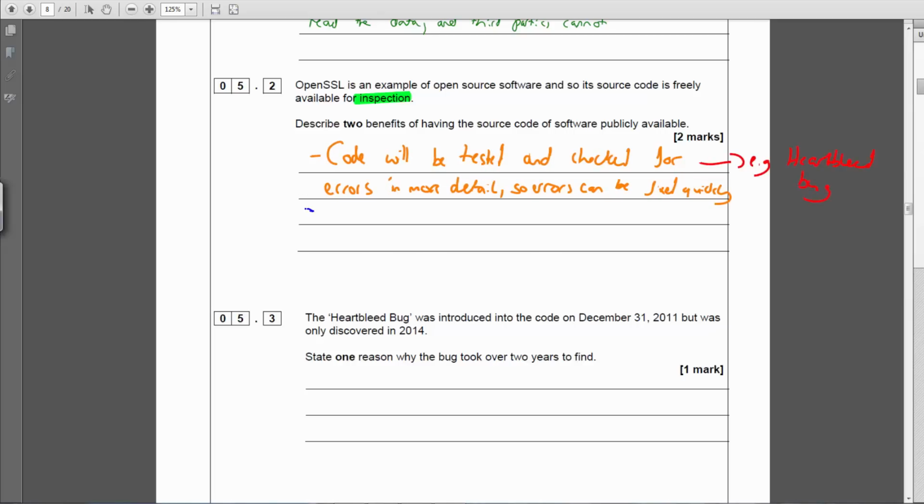A second reason, on a similar theme, is that security can be examined and, again, tested, but we don't really want to say that again. So let's say the security can be verified on a greater scale. It's not the greatest argument, because some people could say that actually, if people have access to the source code and there is a security issue, it can be infiltrated a lot easier.